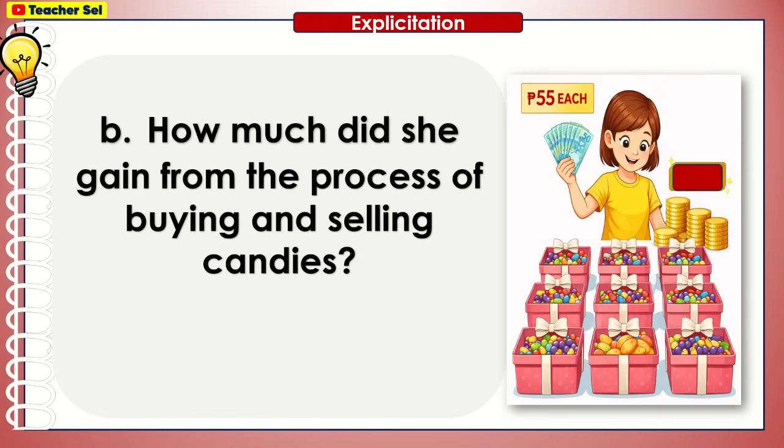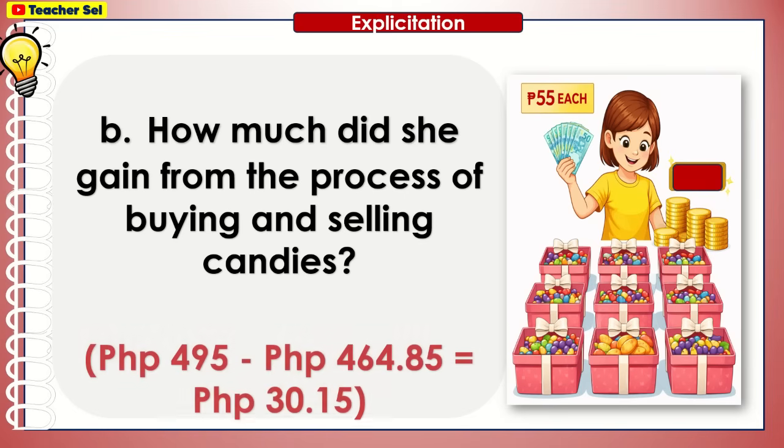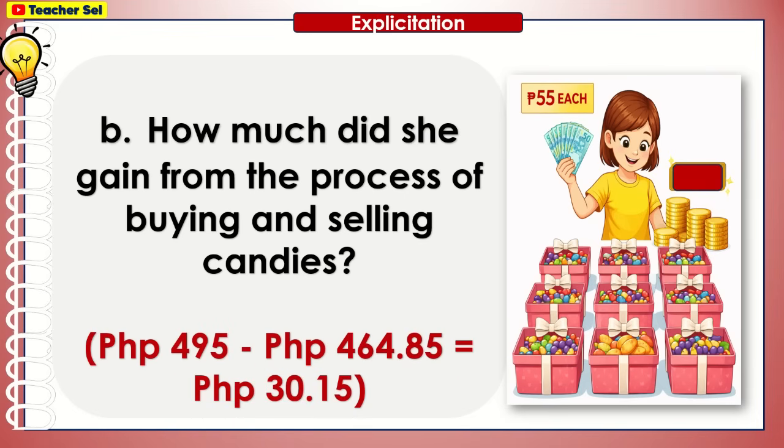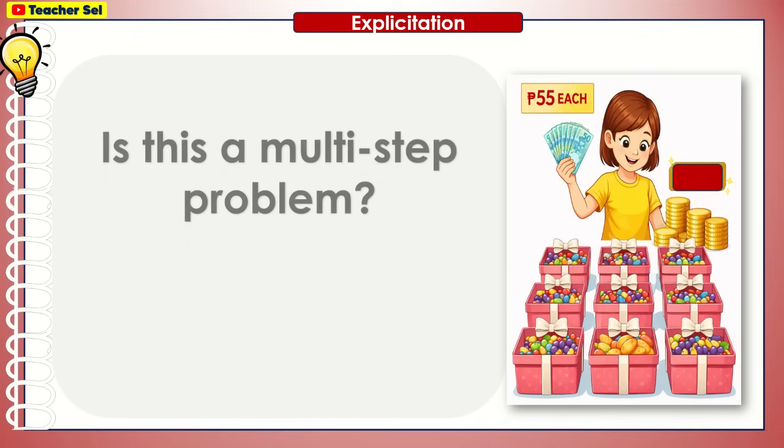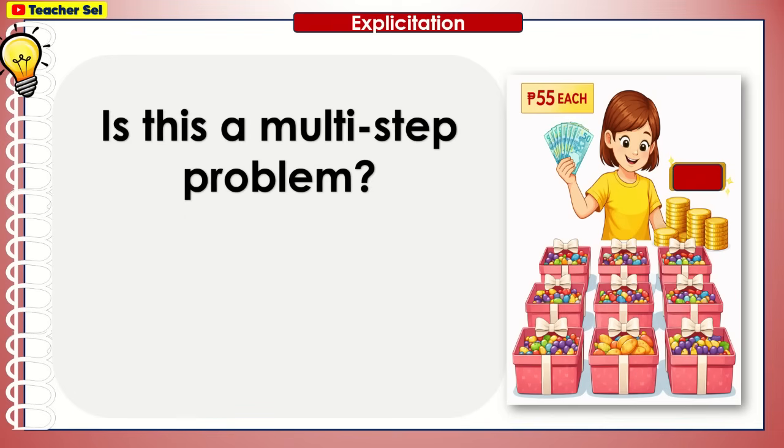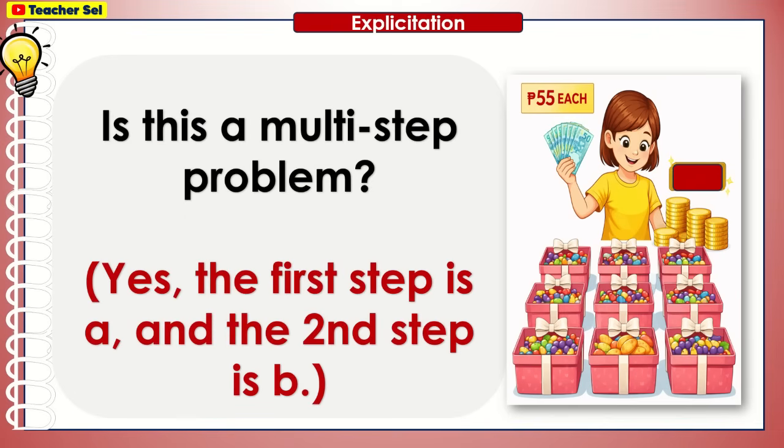How much did she gain from the process of buying and selling candies? 495 pesos minus 464 pesos and 85 centavos is equal to 30 pesos and 15 centavos. Is this a multi-step problem? Yes, the first step is A and the second step is B.